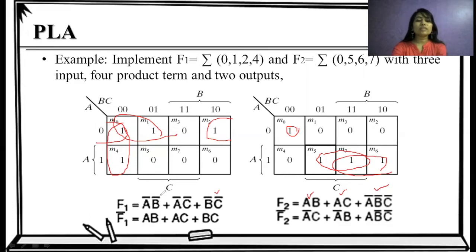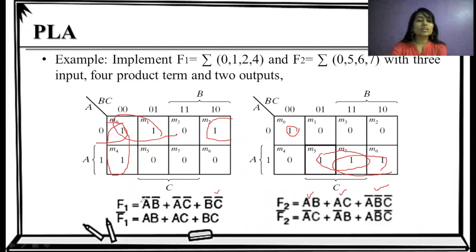So here we have A dash B dash first term, A dash C dash second term, B dash C dash third, AB fourth, AC fifth, and A dash B dash C dash sixth term. So whenever we implement the logical functions F1 and F2 in normal form, then we have a total of 6 product terms. But here in this example, our condition is given as 4 product terms. So now we use the dual form or say complemented form.